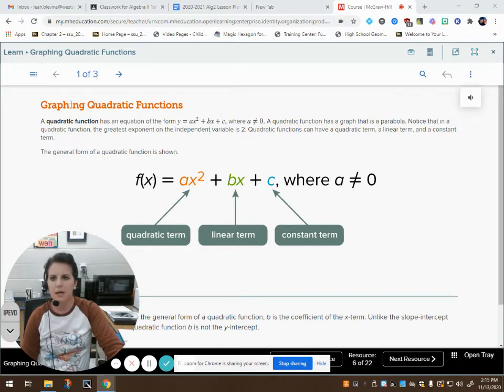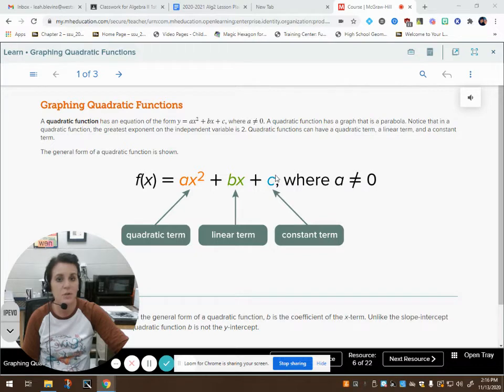Today we're going to pick back up with graphing quadratic functions. Again, I just want to review what a quadratic function is. It's written in the form ax squared plus bx plus c, and a cannot be 0, because then that would get rid of this term and it would just be a linear function. And this is the linear term. This is the constant term.